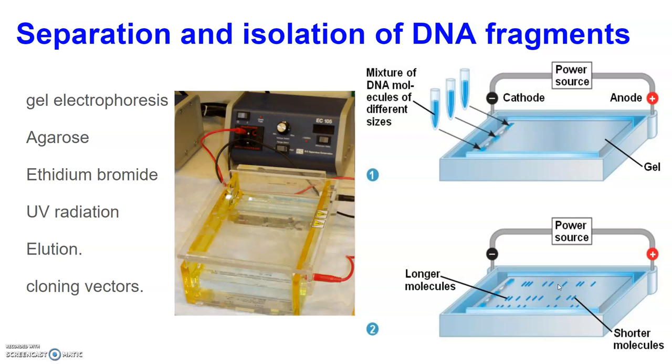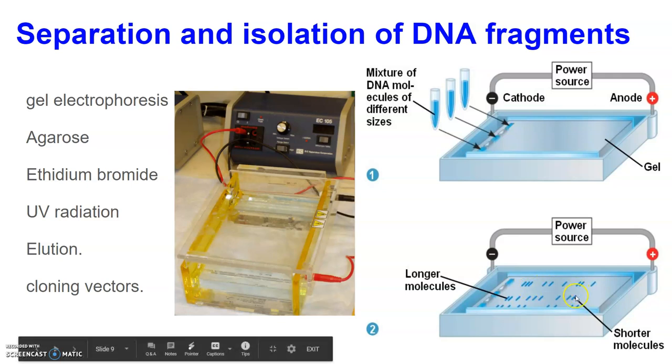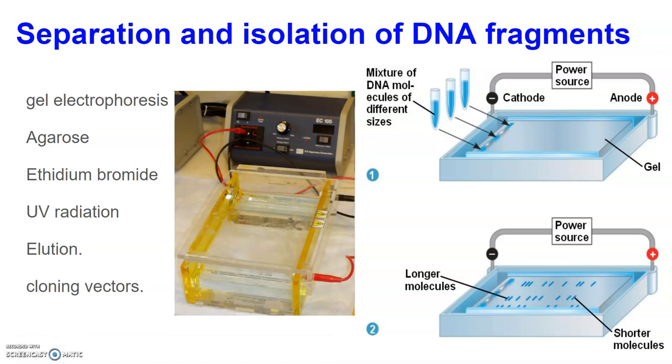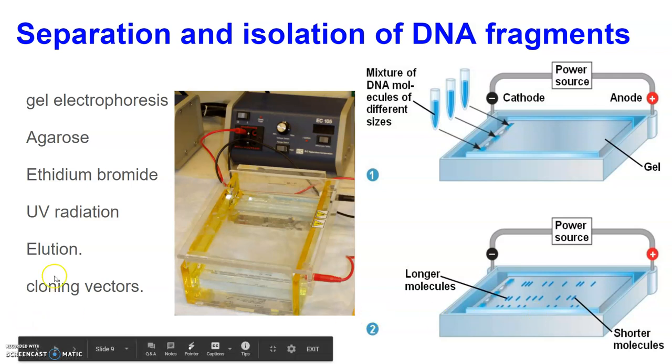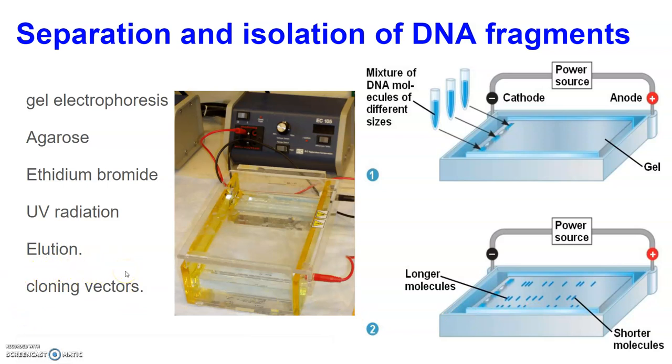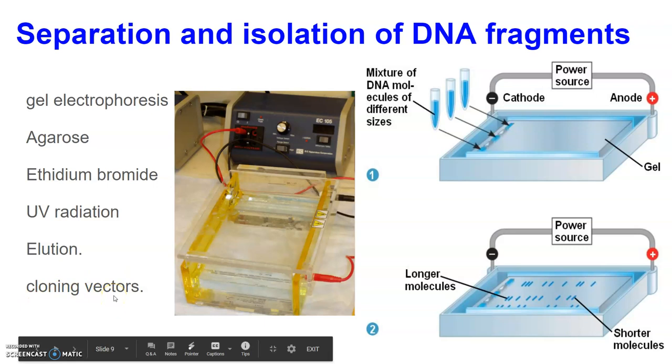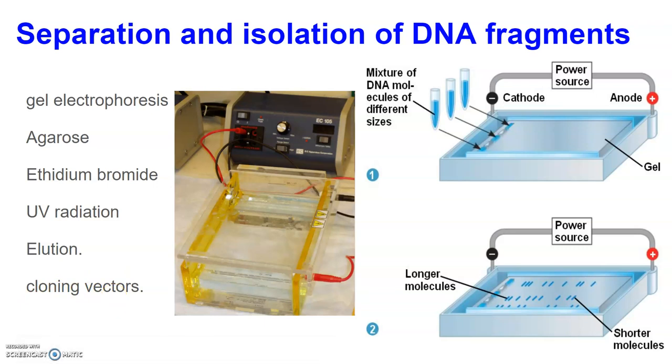The bright orange colored bands of DNA in the ethidium bromide stained gel are exposed to ultraviolet light, and the separated bands of DNA are cut out from the agarose gel and extracted from the gel piece. This process is known as elution, and the purified DNA fragments are used for constructing recombinant DNA by joining them with the cloning vectors. So this is how separation and isolation of DNA fragments is done.